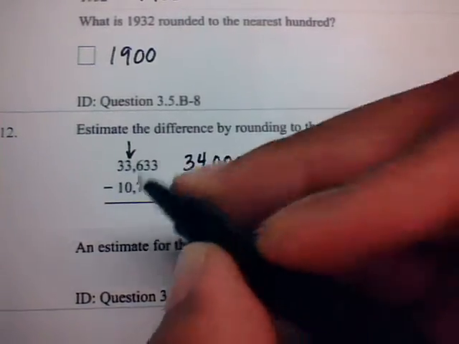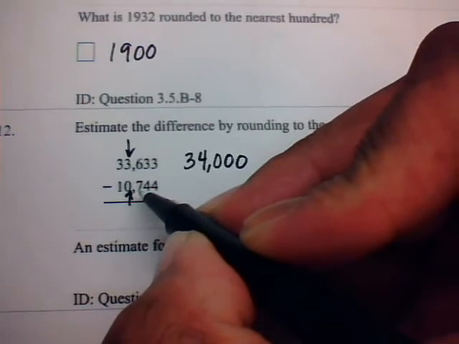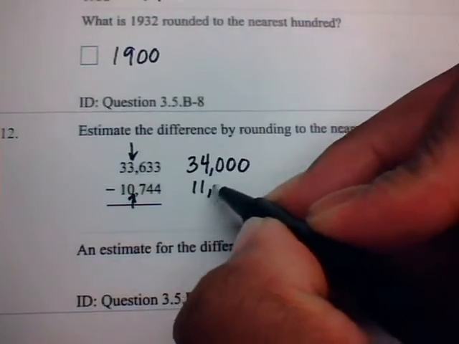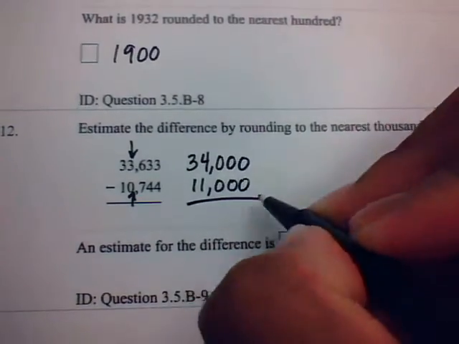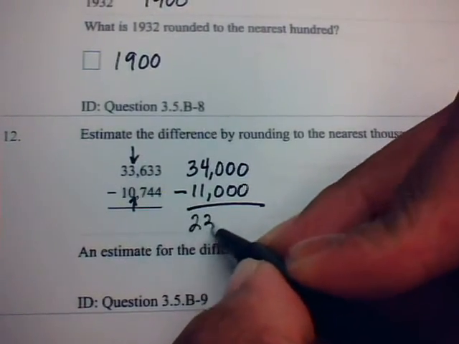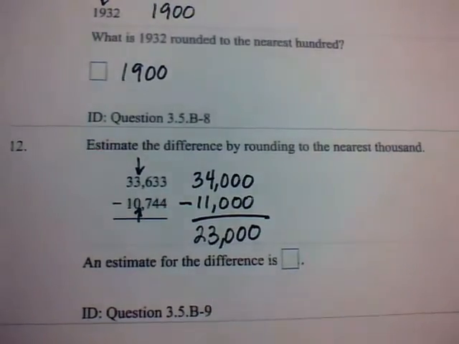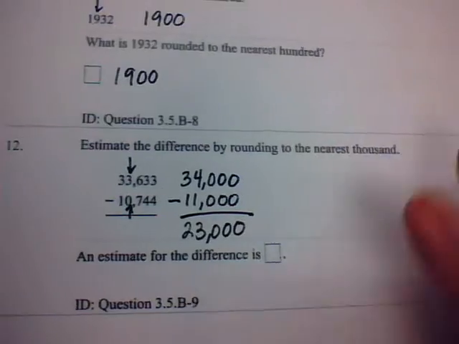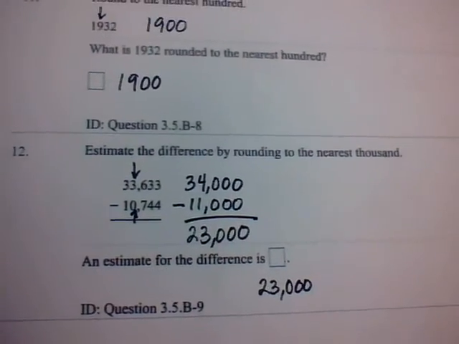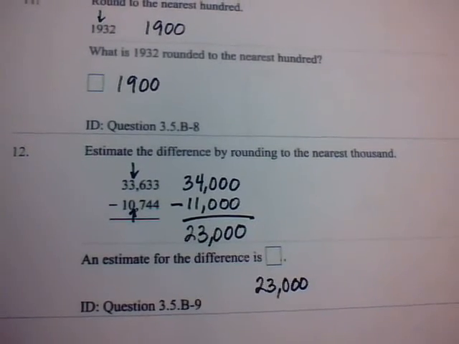And then for 10,774, the 0 is in the thousands place. Next to it is a 7. 7 is bigger than 5, so we increase that 0 to a 1, so that'll be 11,000. And then we'll subtract 11,000 from the 34,000 to get 23,000. Okay, so an estimate for this difference would be 23,000. And this should be enough to assist you with some of the problems that are on the MyMathLab interface.